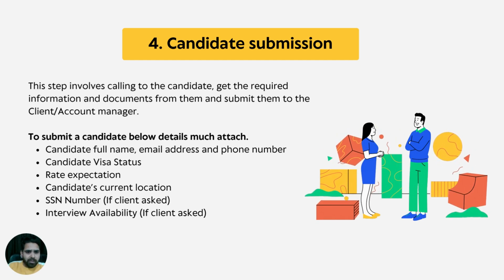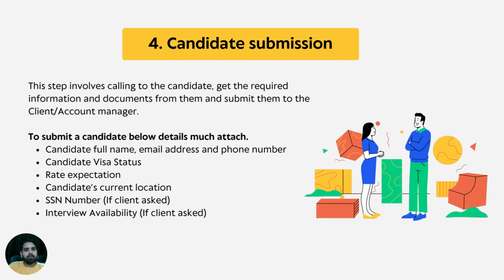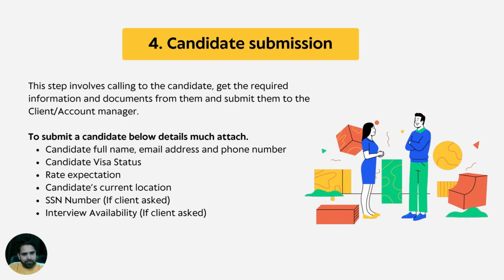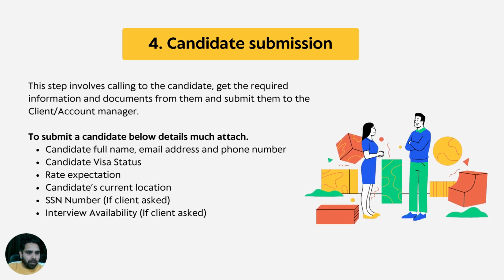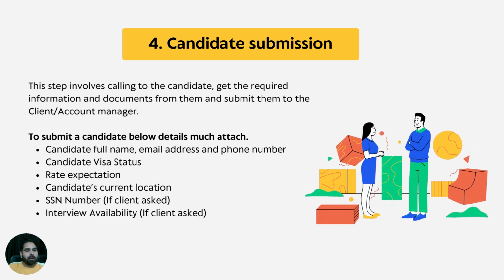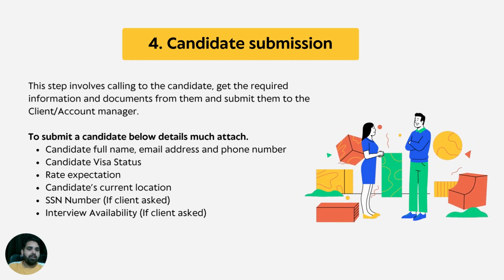What information should be attested by the recruiter while making submissions? We must be aware of the candidate's full name. Sometimes the resume has a different name and the passport has a different name. So we must take care of this, and we should submit the candidate with the name mentioned on the passport. We should have the candidate's full name, working email address, and working phone number. We must have an idea of the visa status of the candidate.